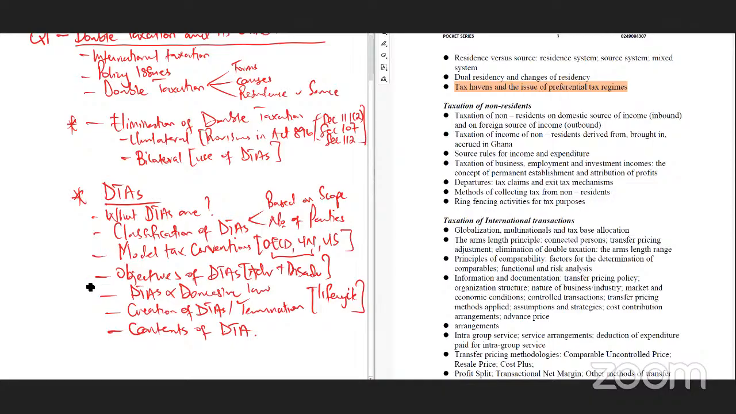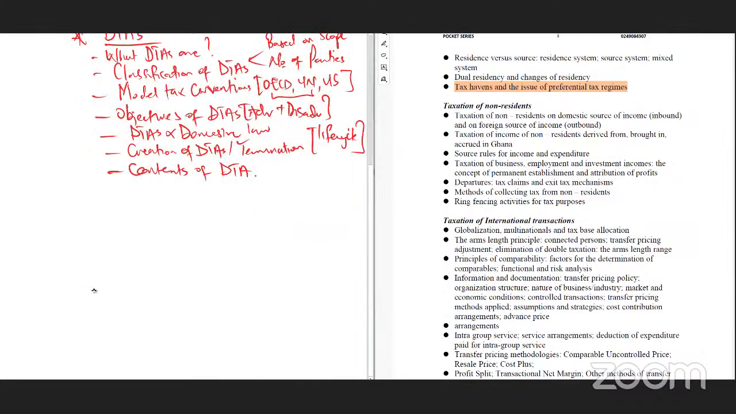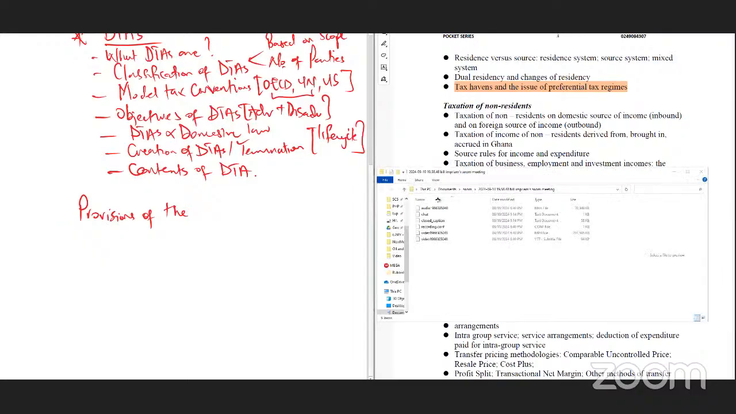Okay. So let's go to question 2. That ends question 1. So let's go to question 2. Question 2 is actually the DTA itself, provisions in the DTA, right? So we are going into the provisions of the DTA, right?